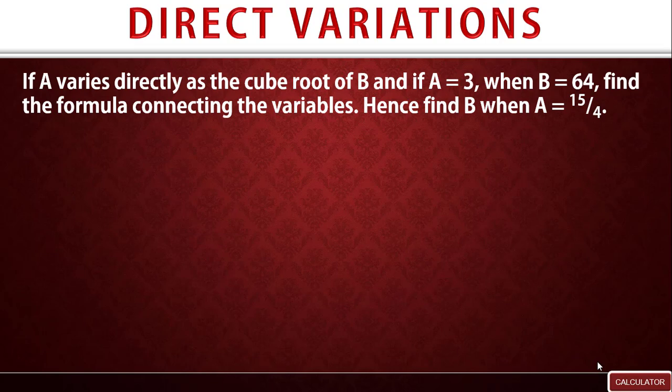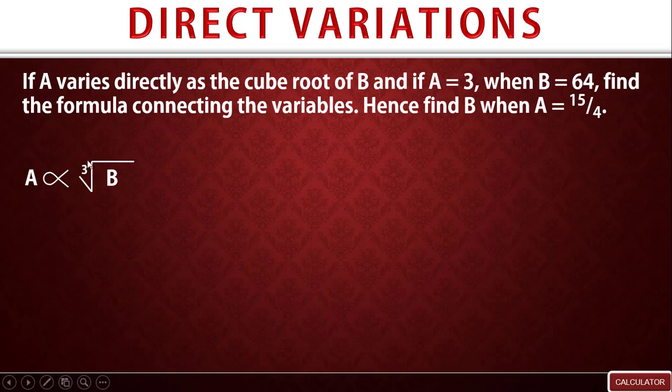Hence, find b when a equals 15 divided by 4. In this question, we are given the statement a varies directly as the cube root of b. So that's what we'll be working on. The varies directly here means that this question is on direct variation. Interpreting that mathematically, we have a varies directly as the cube root of b.